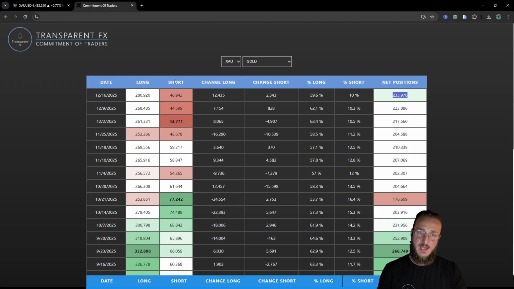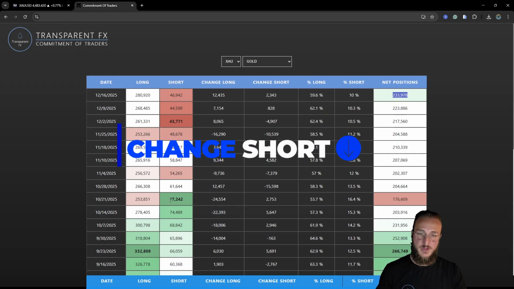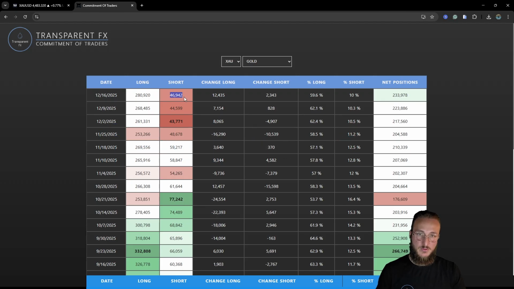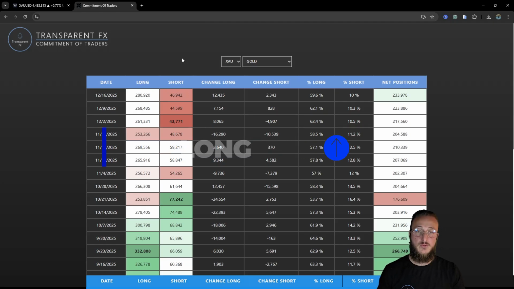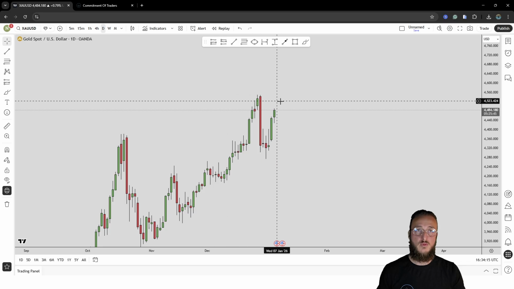We can see, in fact, how shorts got decreased from an institutional standpoint from 77.2k all the way down to 46.9k. So we had a clear decrease. Longs in the same period got increased from 253k here at the low back up to 280K. So right now we have 280K longs compared to only 46K shorts from an institutional standpoint when it comes to the non-commercials on gold USD. So let's keep all of this in mind and move back to the chart.